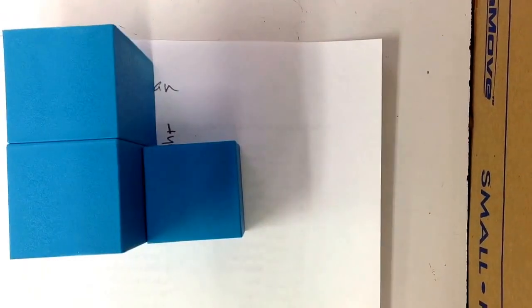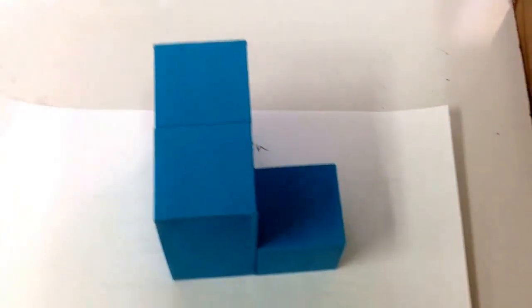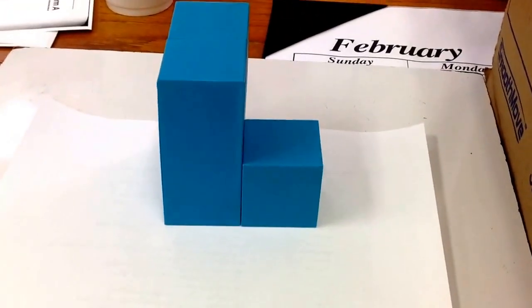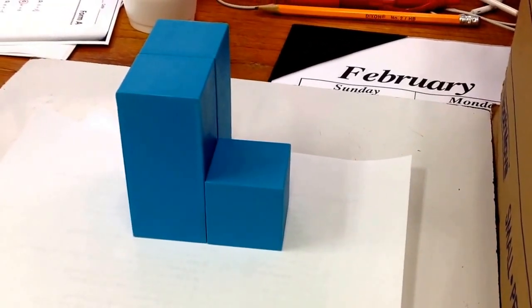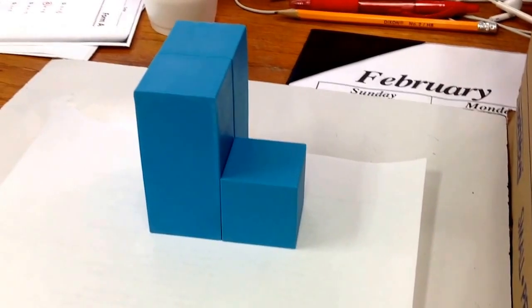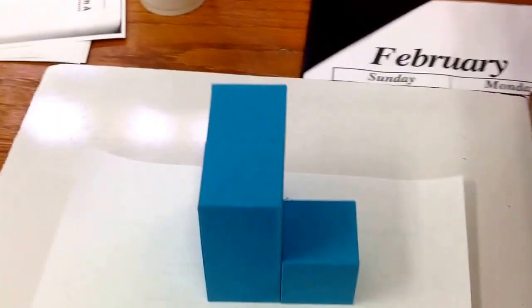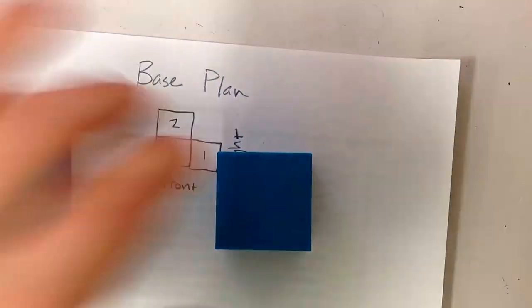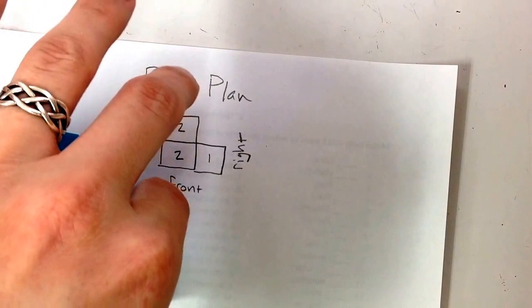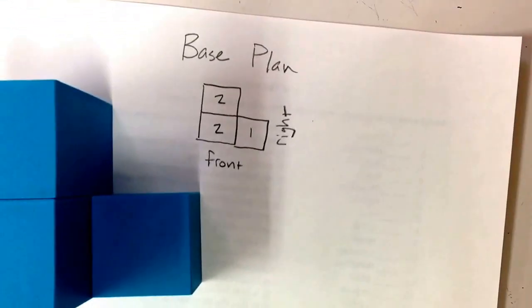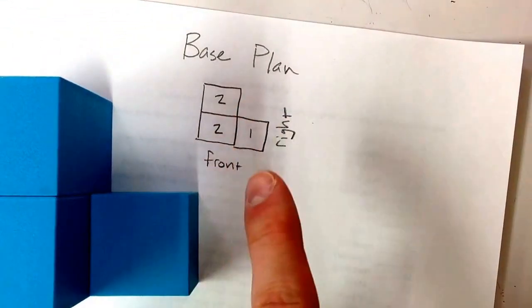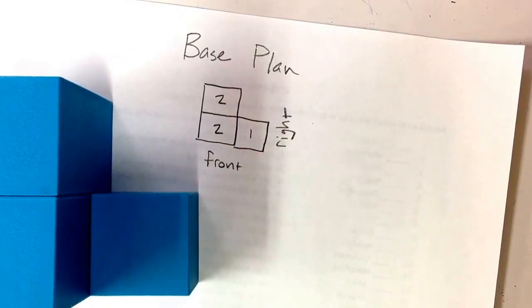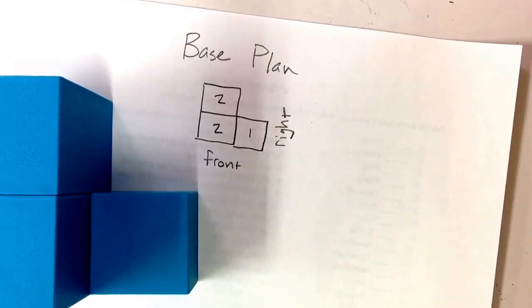Take a look at the figure or the shape that I have here with these blocks. I've got a stack of two taller blocks, and I've got that shorter block there to the side. And it kind of forms an L shape. My base plan would look like this. I'd want to represent each of the stacks, and I did that. But what the base plan does, it also tells you the height of each stack, so you can start to visualize the different heights that are involved in my solid, or in the 3D shape.